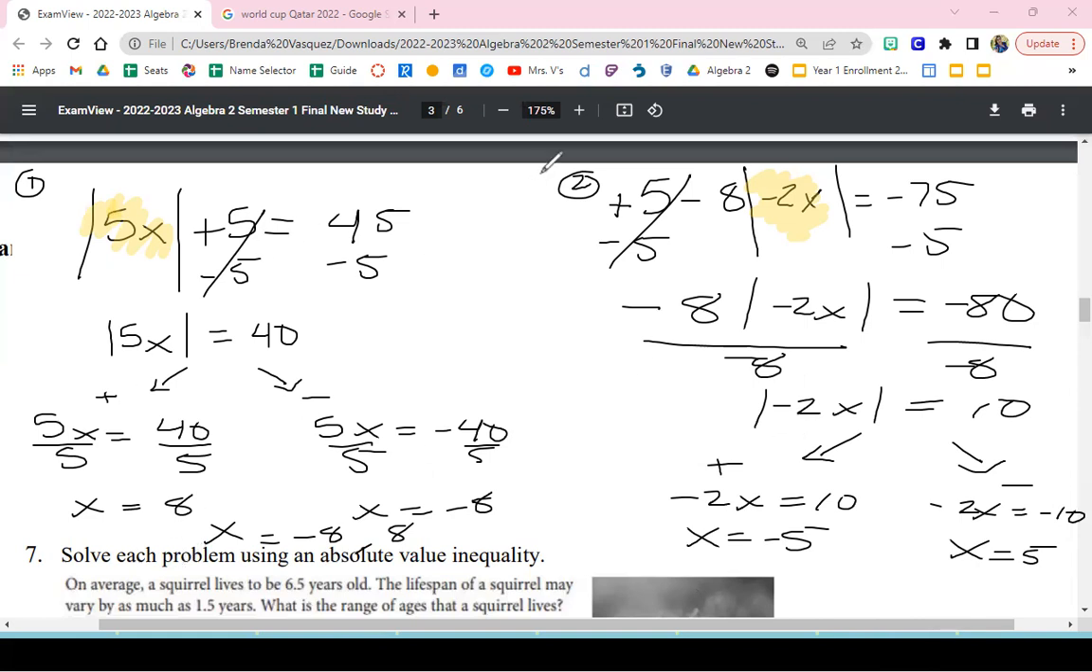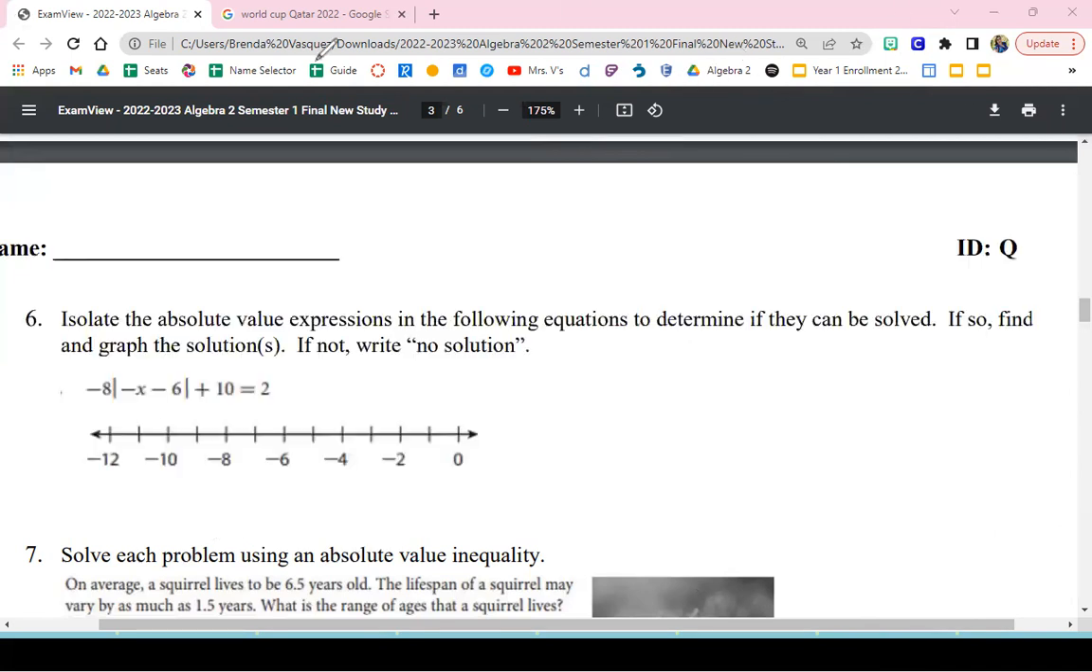Tomorrow, you guys can go ahead and work on from number 7 and on. And then when I return on Thursday, we'll continue with our study guide.